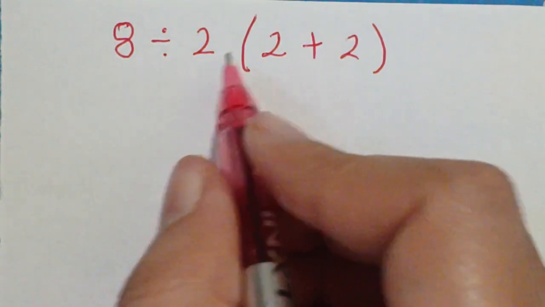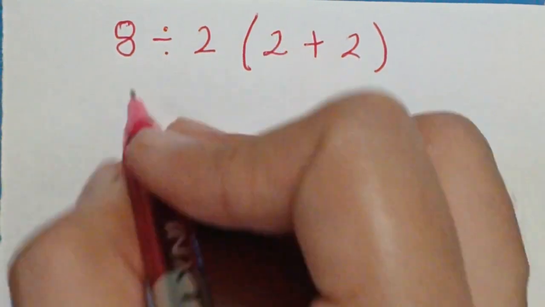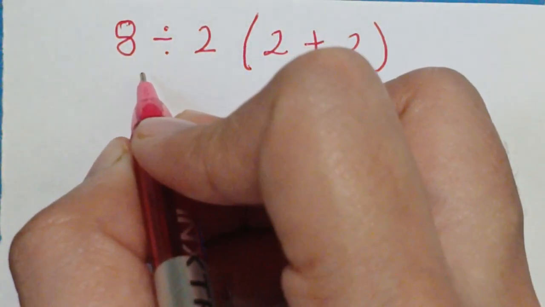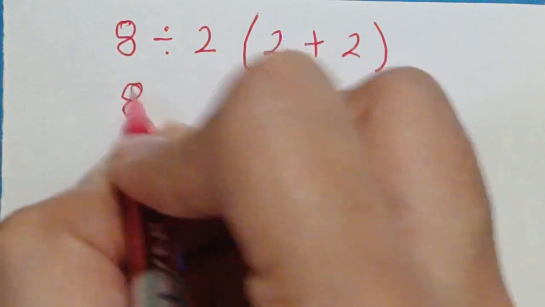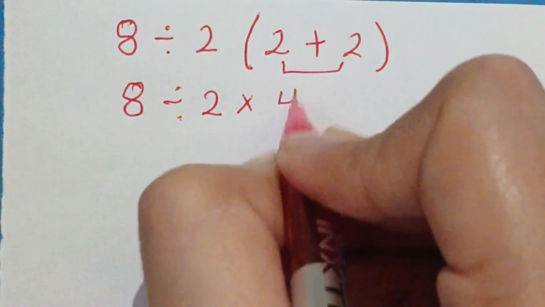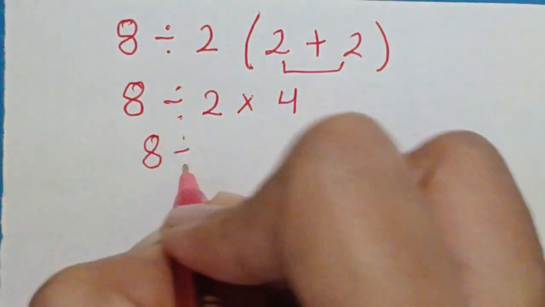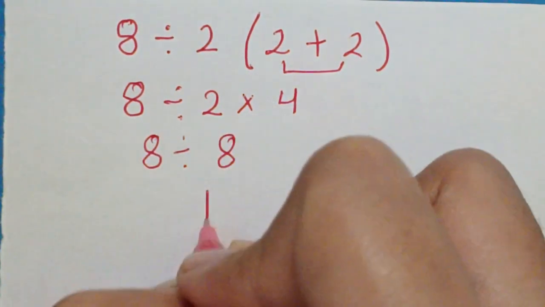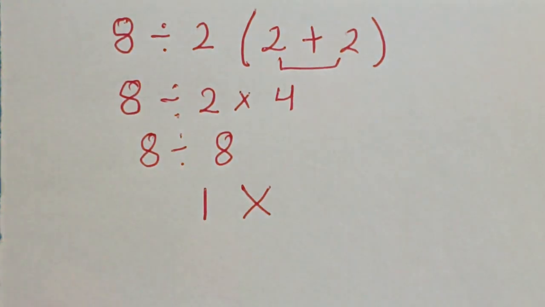8 divided by 2 bracket 2 plus 2. So here, 8 divided by 2 times 2 plus 2 is 4. So 8 divided by 2 times 4 is 8 divided by 8, which is 1. This is the wrong value for this expression.